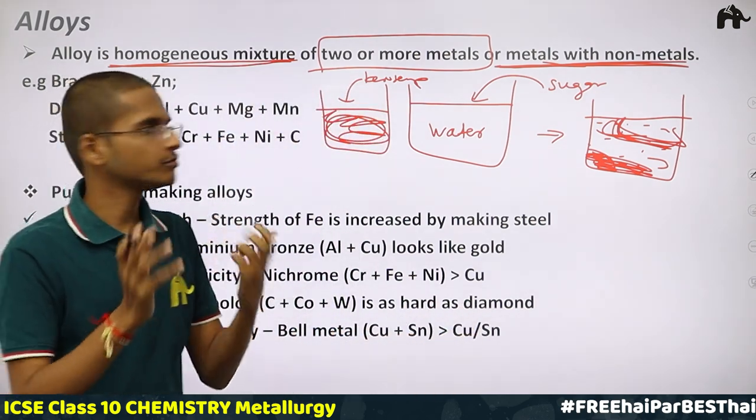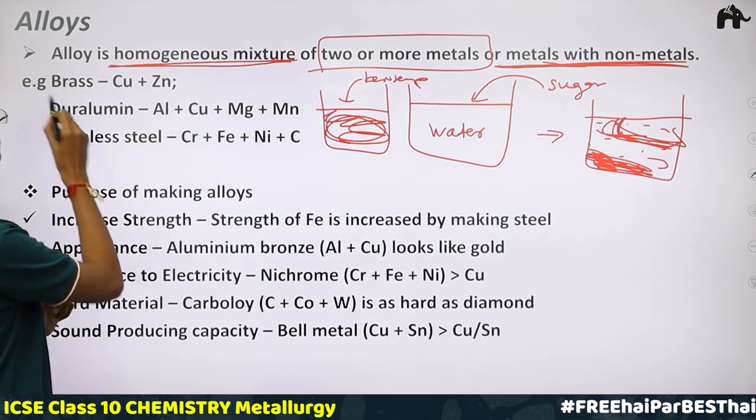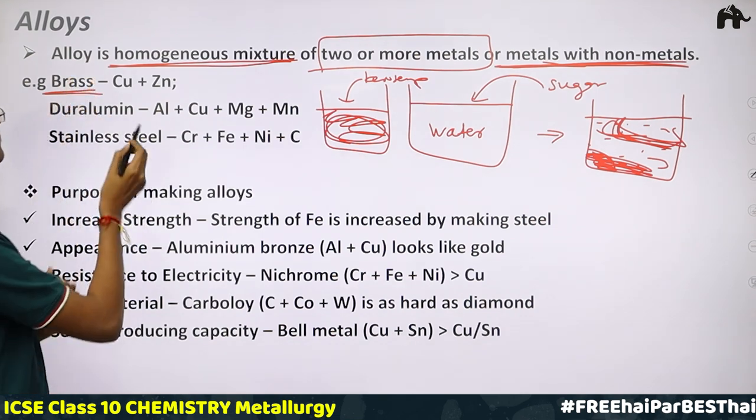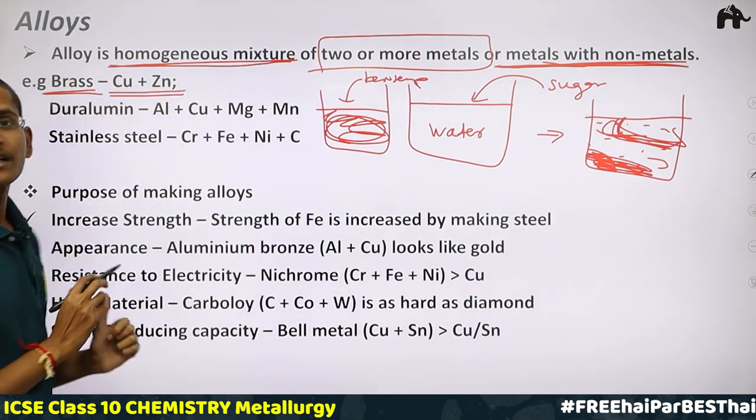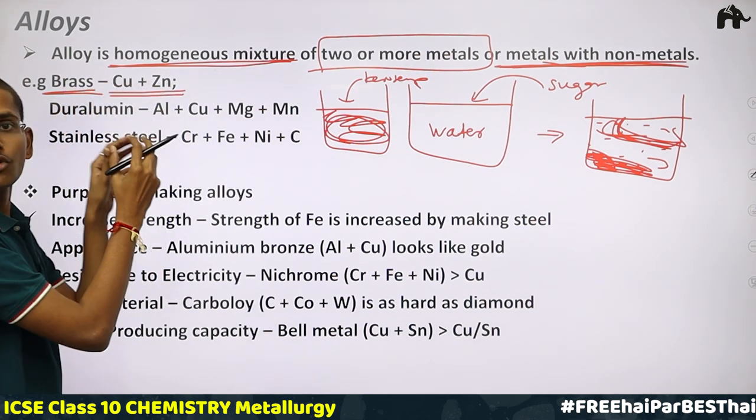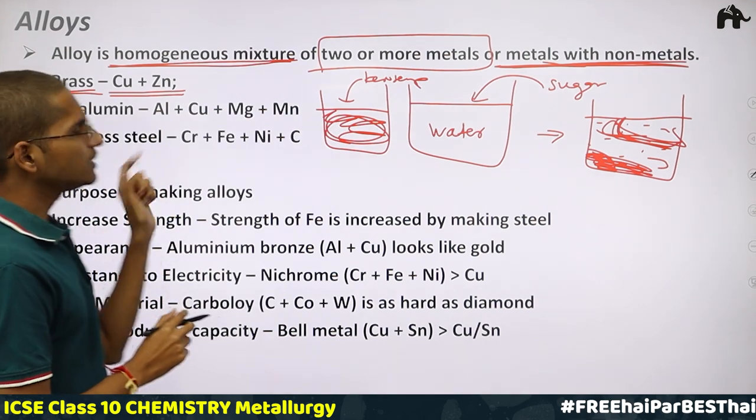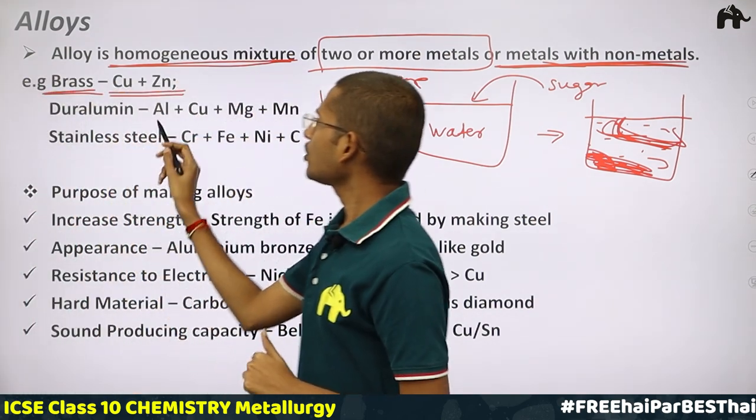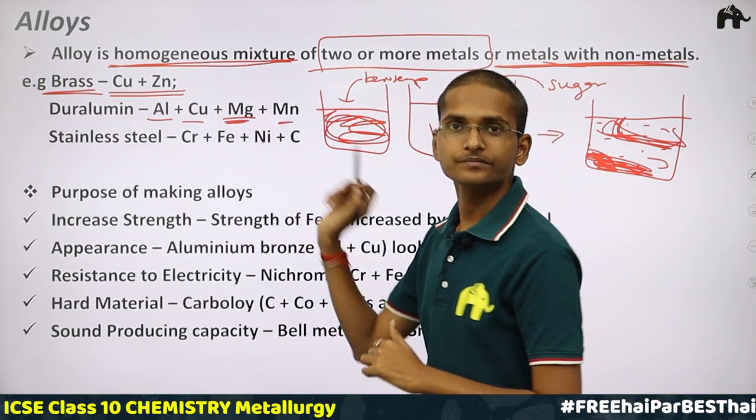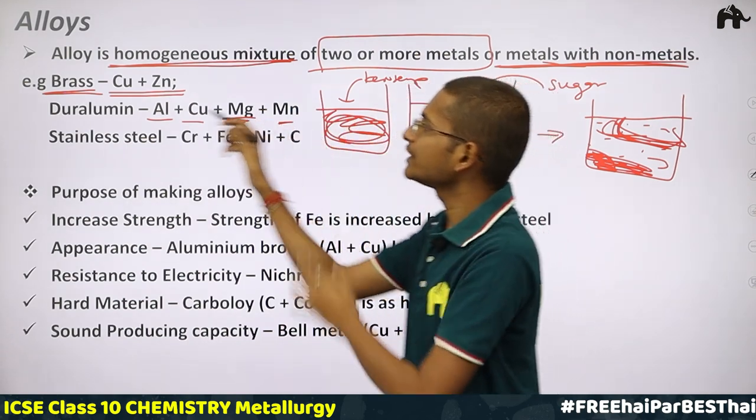Let's see examples so that it would be clear for you. Homogeneous mixture of two or more metals: here, see, two metals homogeneous mixture, brass. Brass is an alloy of copper and zinc. When we are mixing copper and zinc and forming their homogeneous mixture, we get brass. Clear? Then duralumin. This is an alloy of aluminium, copper, manganese and magnesium. When we mix all these metals and make their homogeneous mixture, we get duralumin.